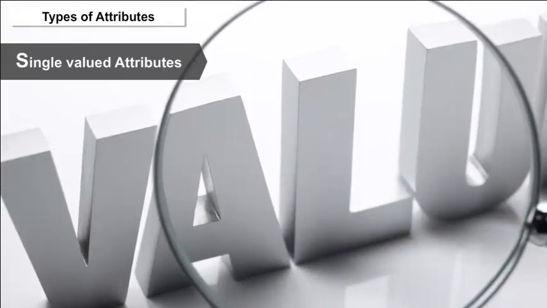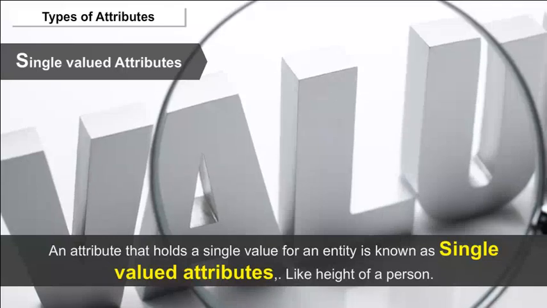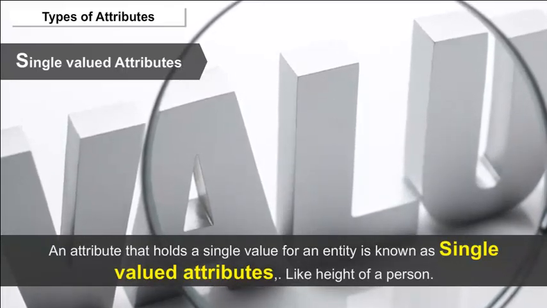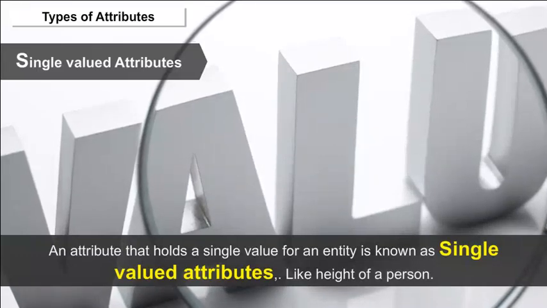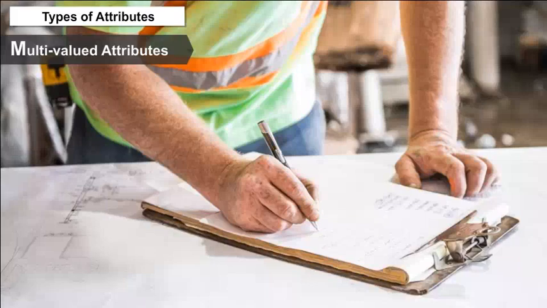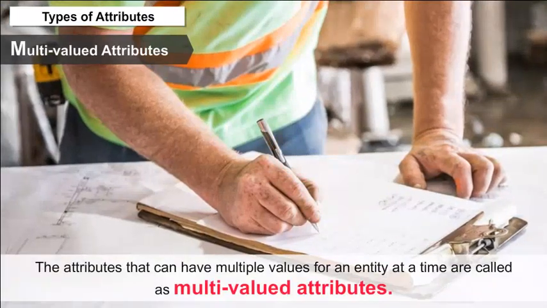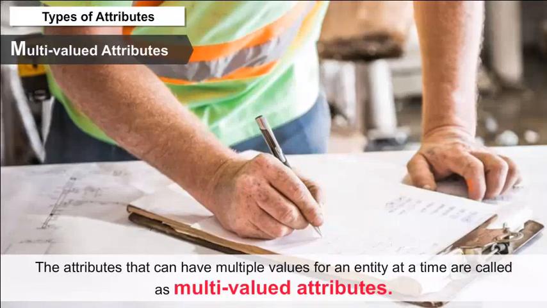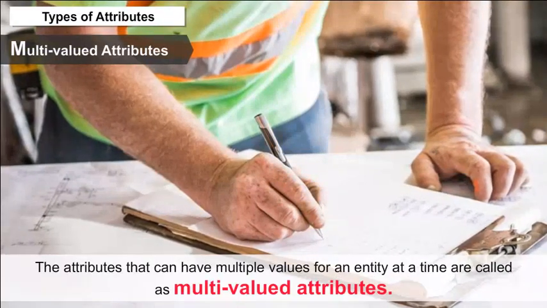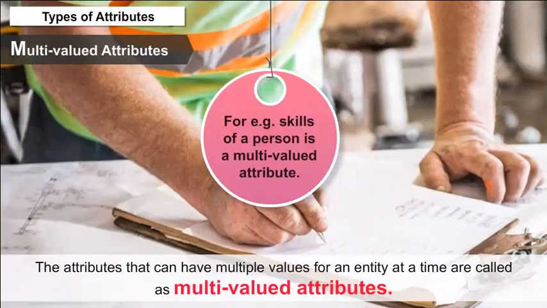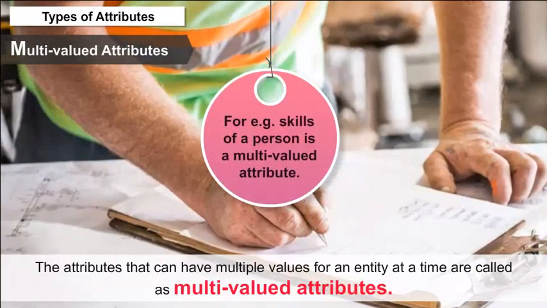Single-valued attributes. An attribute that holds a single value for an entity is known as single-valued attributes, like height of a person. Multi-valued attributes. The attribute that can have multiple values for an entity at a time are called multi-valued attributes. For example, skills of a person is a multi-valued attribute.